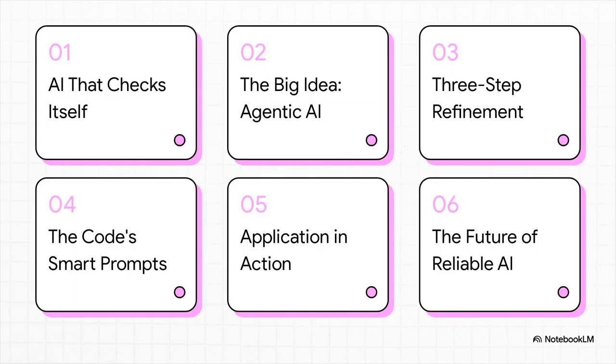So here's our roadmap. First, we'll talk about the problem this AI is built to solve. Then we'll get into the core concept of Agentic AI that really makes this all possible. From there, we'll walk through its super elegant three-step process, peek under the hood at the code's clever prompts, and finally, see it all working in a real application.